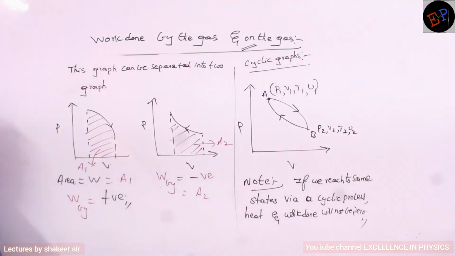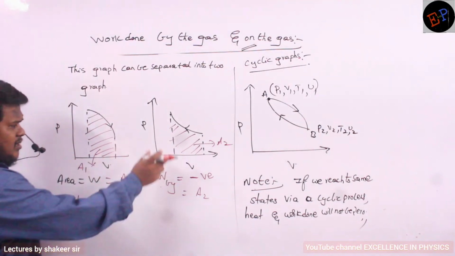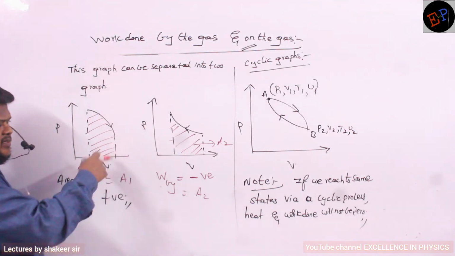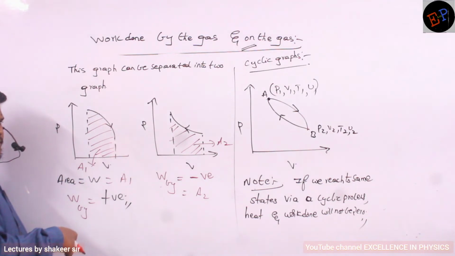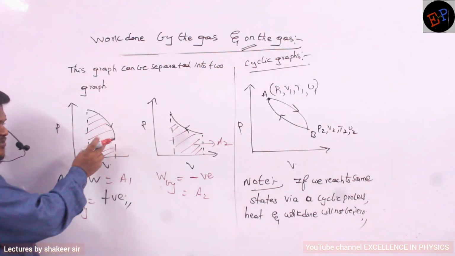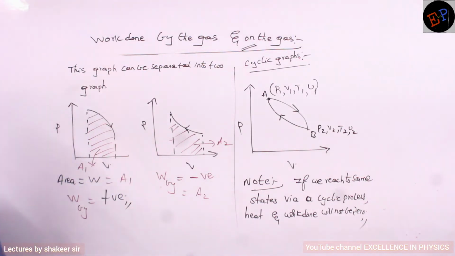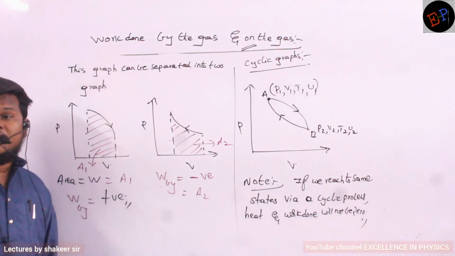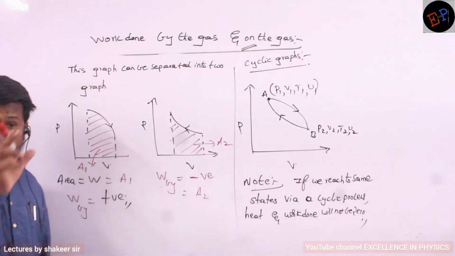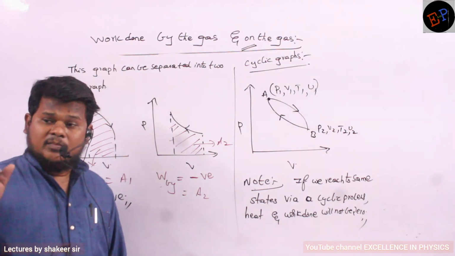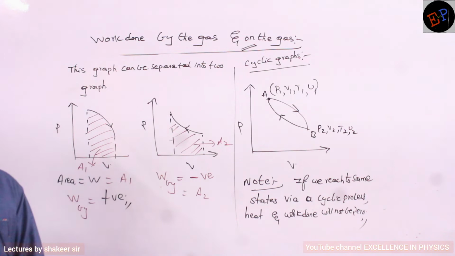Now see. Can you say the positive area is bigger or the negative area is bigger? Is area A1 bigger than A2 or is A2 bigger than A1? How will you say? You will say using common sense. So definitely A1 is bigger than A2. It means positive work is greater than negative work. It means finally the gas has done positive work. Finally the gas has done what kind of work? Positive work. That is the meaning of this. Are you able to understand?